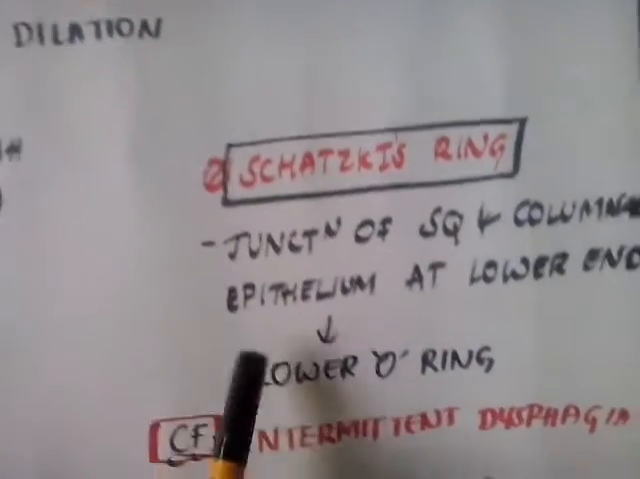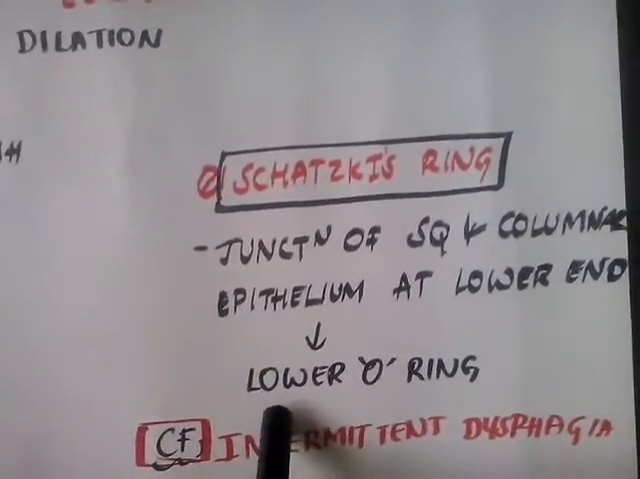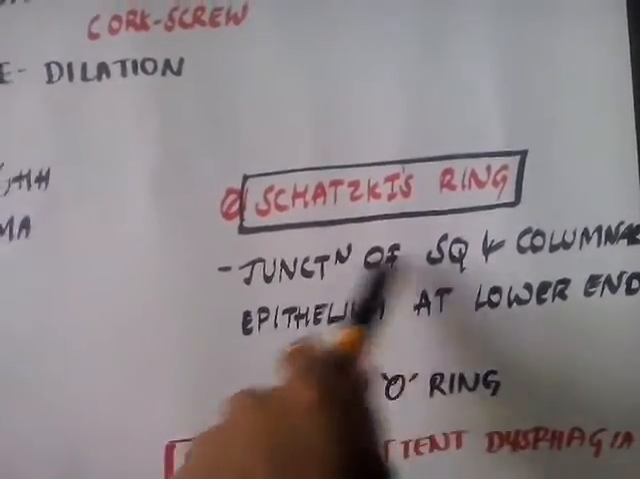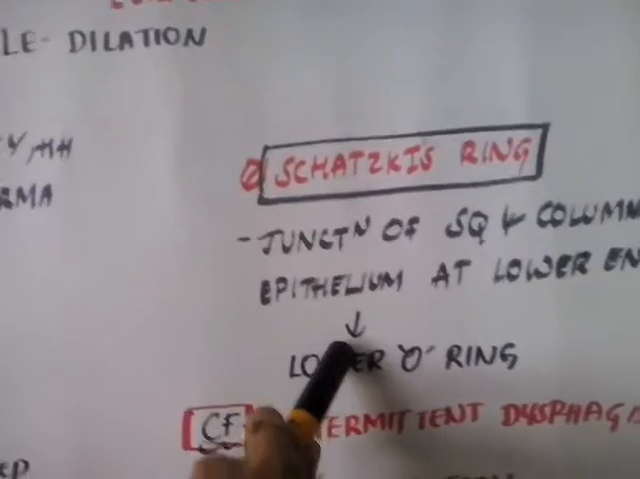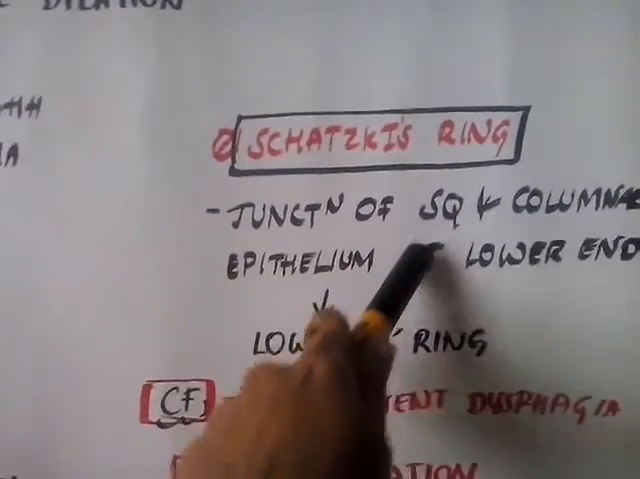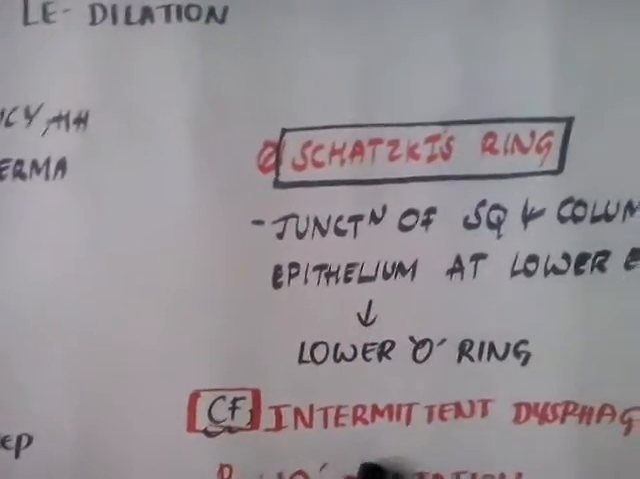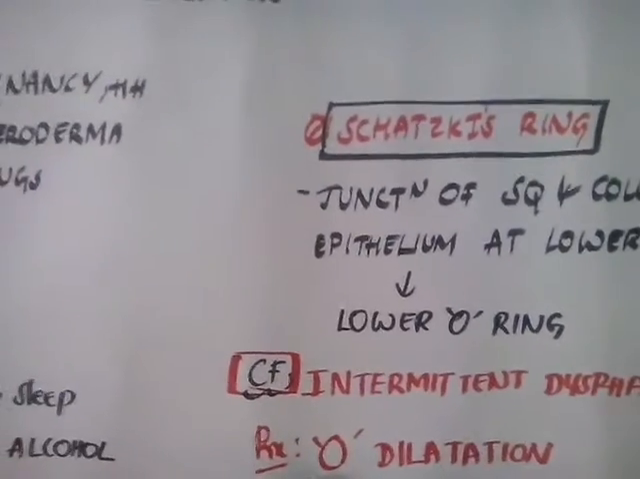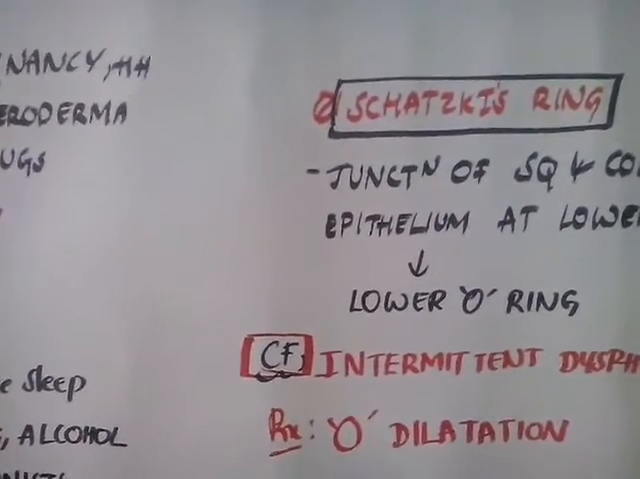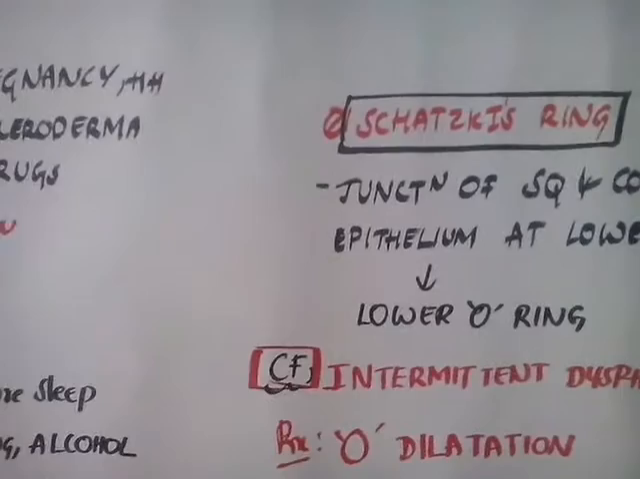Schatzki's ring. It's also called lower esophageal ring. It occurs at the junction of the squamous and the columnar epithelium at the lower end. Clinical features are intermittent dysphagia and its treatment is by esophageal dilation.